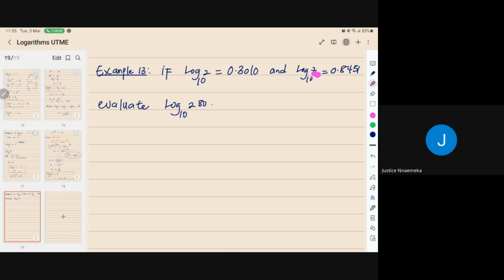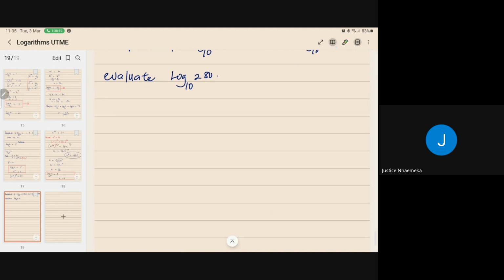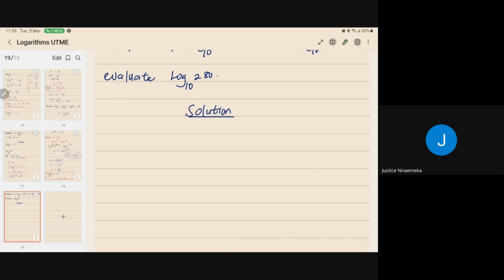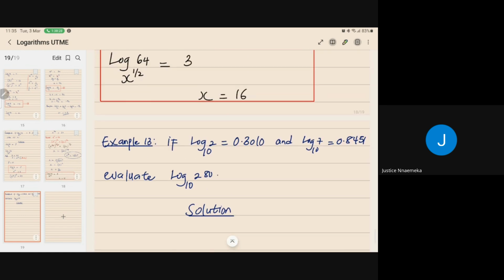All right, so they gave us 7 and they gave us 2, right? So how do we simplify this? We look for two numbers that can give us 280. So I can just do 280 divided by 7. That will give me 40, right? But the ones they gave me here are 2 and 7.